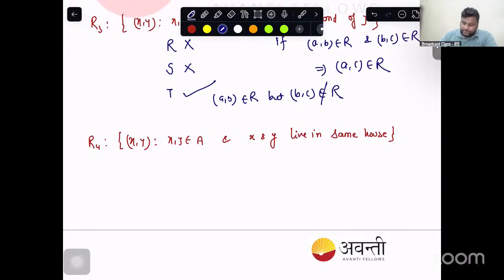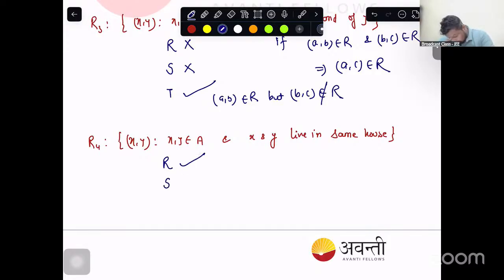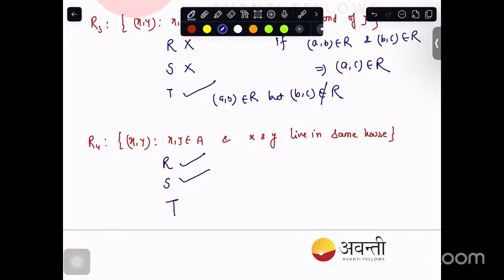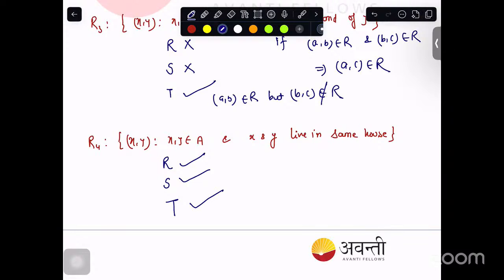Now, for R4, is this relation reflexive? Yes, sir. Is this relation symmetric? Yes, sir. Is this relation transitive? Yes, sir. Because if X and Y live in the same house, Y and Z live in the same house, then X and Z also live in the same house. Am I correct? Yes, sir.